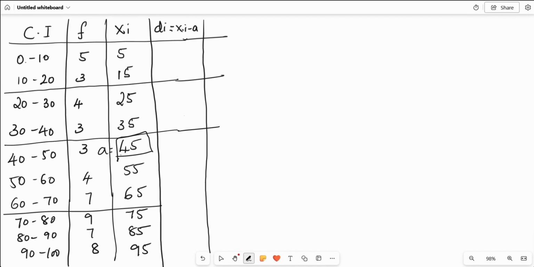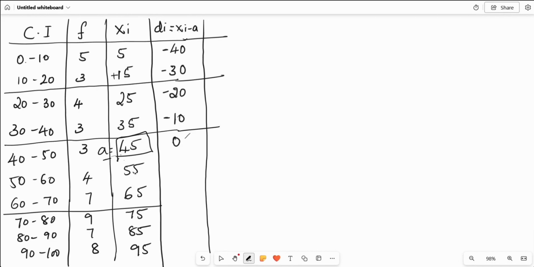Now Xi minus A. This is the first Xi value. 5 minus 45, how much will you get? Minus 40. Then 15 minus 45, 30. So it is minus 30, because the smaller number is plus, the bigger number is minus. That's why. Then 25 minus 45, minus 20. Then 35 minus 45, minus 10. So from every number you have to subtract A. Now Xi is A only. 45 minus 45 is 0.